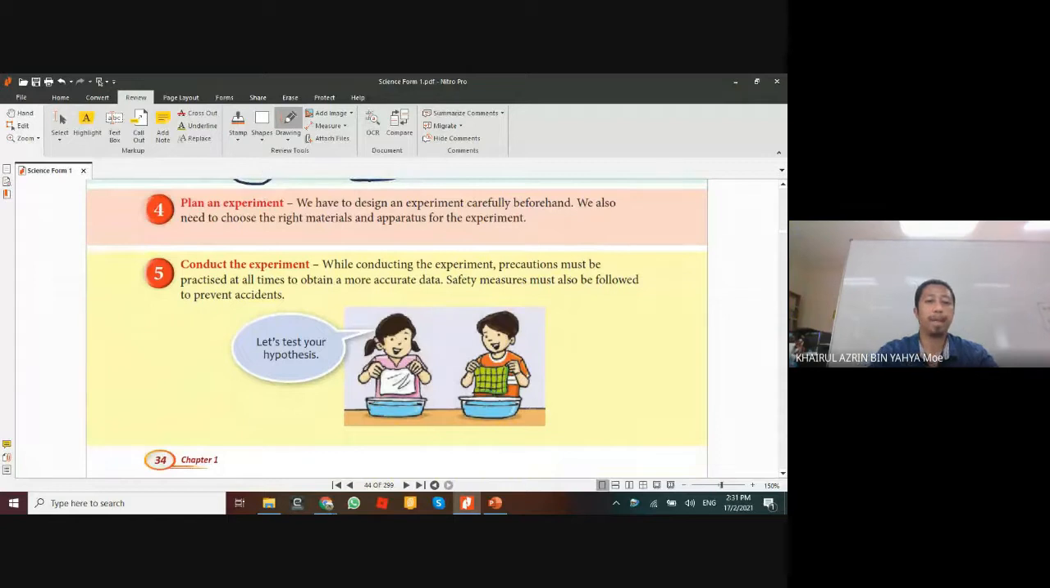Number 4, plan an experiment. We have to design an experiment carefully beforehand. We also need to choose the right materials and apparatus. Apparatus tu peralatan for the experiment. Materials are such as a liquid or chemical. Number 5, conduct the experiment. While conducting the experiment, precautions must be practiced at all times to obtain more accurate data. Safety measures must also be followed to prevent accidents, especially in the science lab. We need to be extra careful.